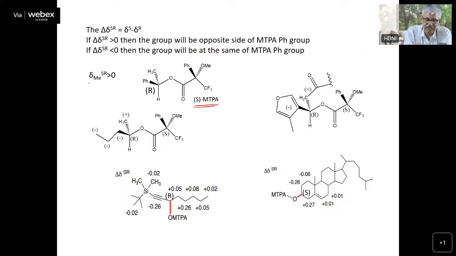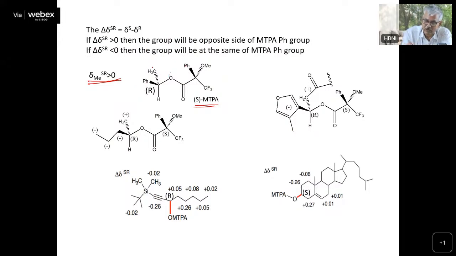Now I am telling that delta methyl is positive. That means delta methyl SR is greater than 0. That means this phenyl and methyl will be on the opposite side. Automatically, the phenyl group from the alcohol has to be on the same side, and so automatically you can now correlate the configuration.